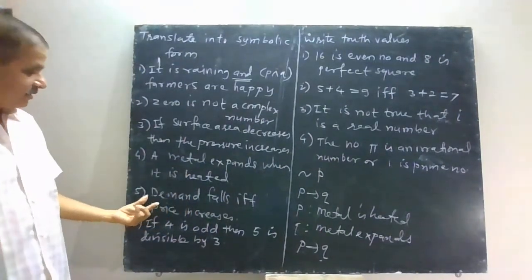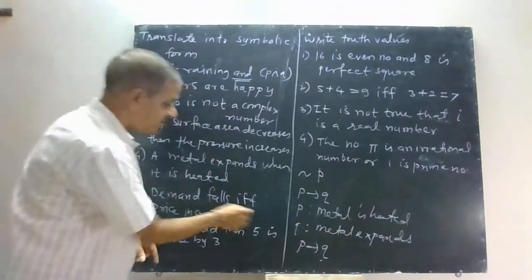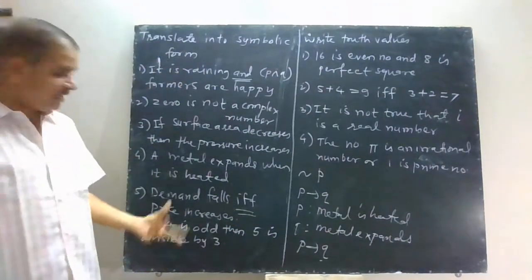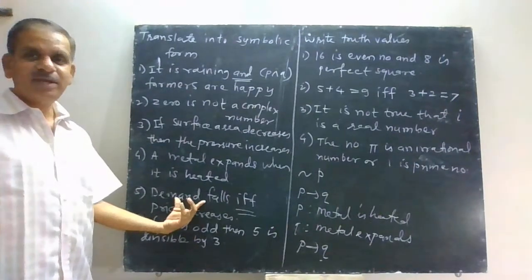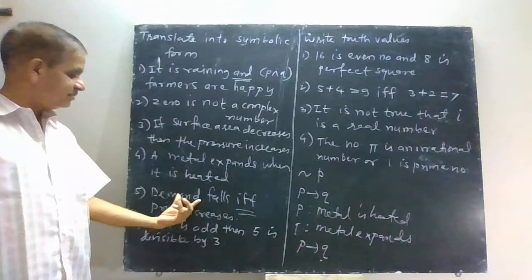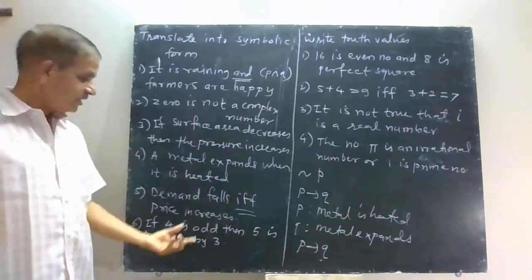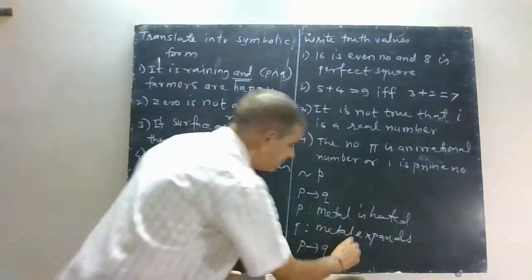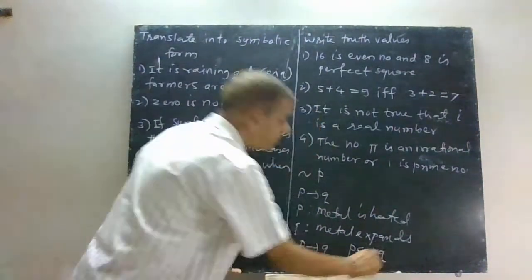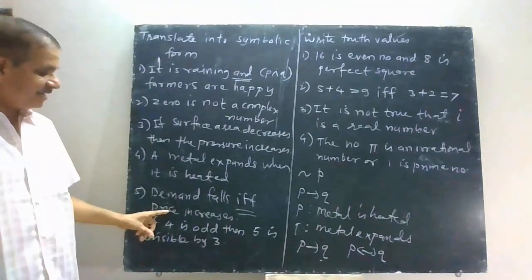Now next one, demand falls if and only if price increases. See, once you observe the connective if and only if, it is very easy. You take any statement as P and the remaining statement as Q. Suppose you take the first statement as P, demand falls, and price increases, that is your Q. Then your symbolic form will be P if and only if Q.